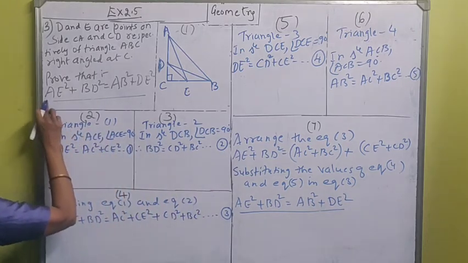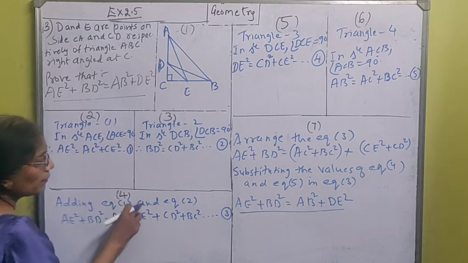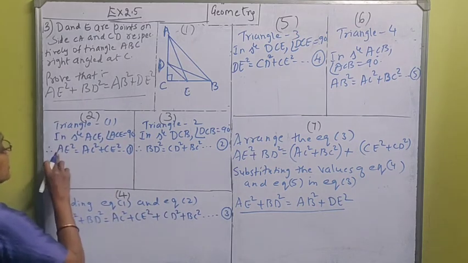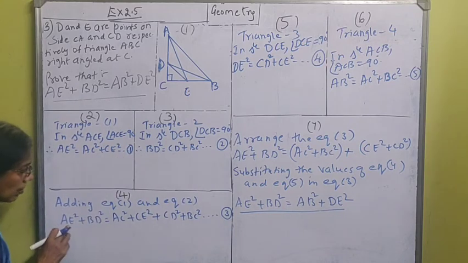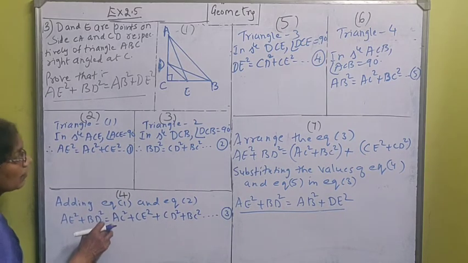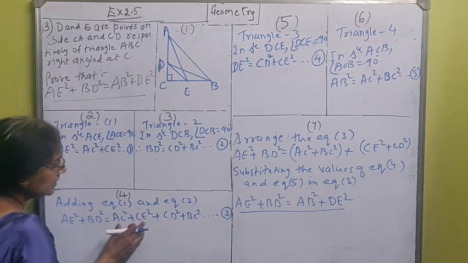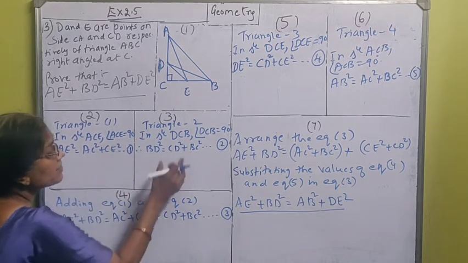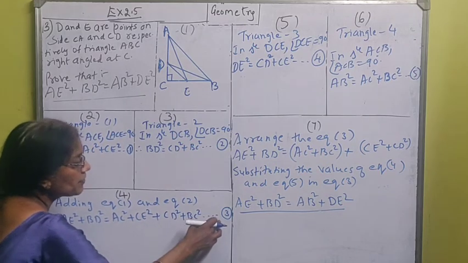Now AE square plus BD square I have to get, which means I have to add equation 1 and equation 2. Left hand side is AE square, plus BD square. I got AE square plus BD square is equal to, right hand side, AC square plus CE square from the first equation, plus CD square plus BC square from the second. That is your equation number 3.